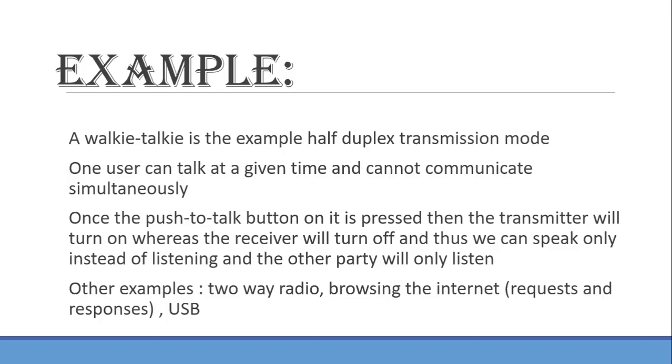Next we have some examples like two-way radios and browsing the internet, that is requests and responses, and the same goes with USBs. You can insert the data into the USB and you can transfer the data, right. So in both directions you are transmitting data but one at a time. If you are sending, you can send at a time, and if you are receiving, you can receive at a time. So you can't perform both functions at the same time.